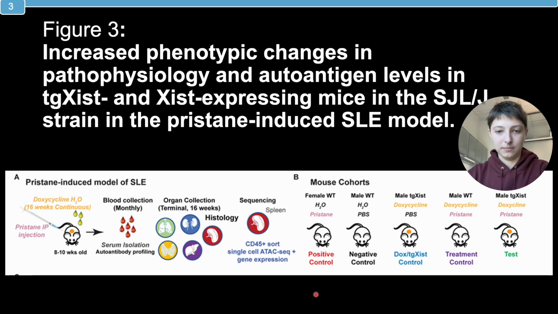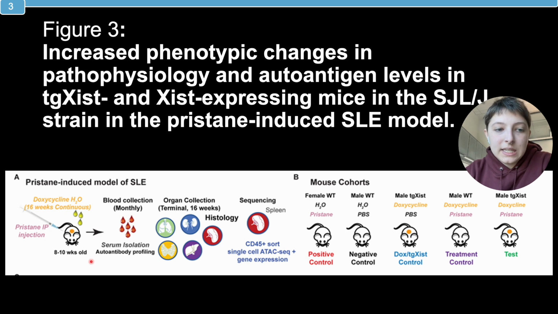Now we're going to test actual disease phenotypes to see if they're similar as well. So here we have a different sort of setup. We're using mice that are more susceptible to autoimmune disease. Before we were using the C57BL6J mice, and here we're using SJL/J mice. These mice are more prone to autoimmune disease.